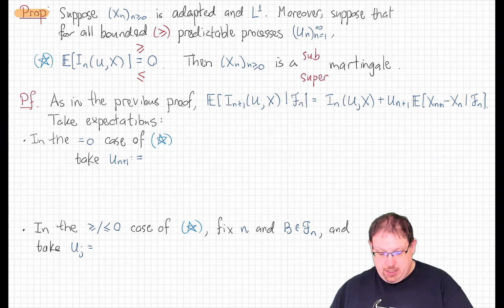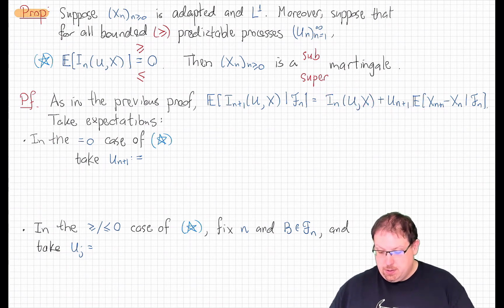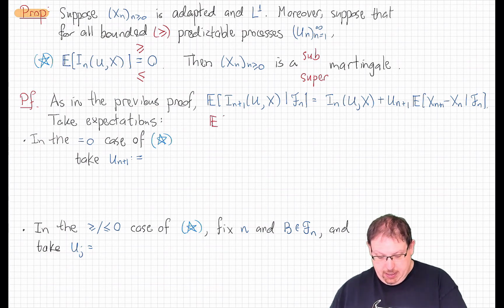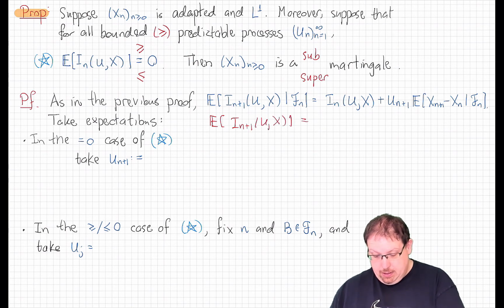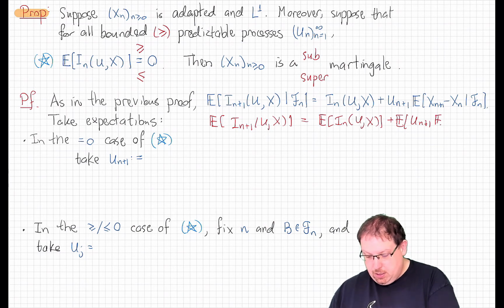Remember, we showed that the conditional expectation of this at time step n+1 is the same as its value at time step n plus this term right here, Un+1 times this conditional expectation of Xn+1 minus Xn given Fn. Now let's take expectations of both sides. And that tells us that the expectation of I(n+1) of U and X is the expectation of In of U and X plus the expected value of Un+1 times this conditional expectation.